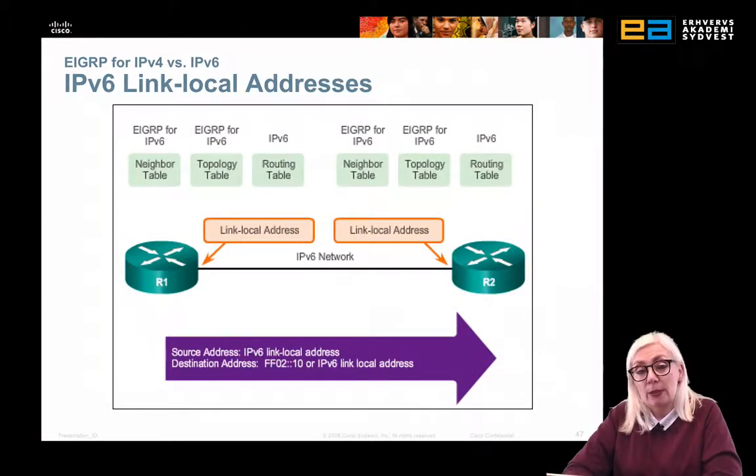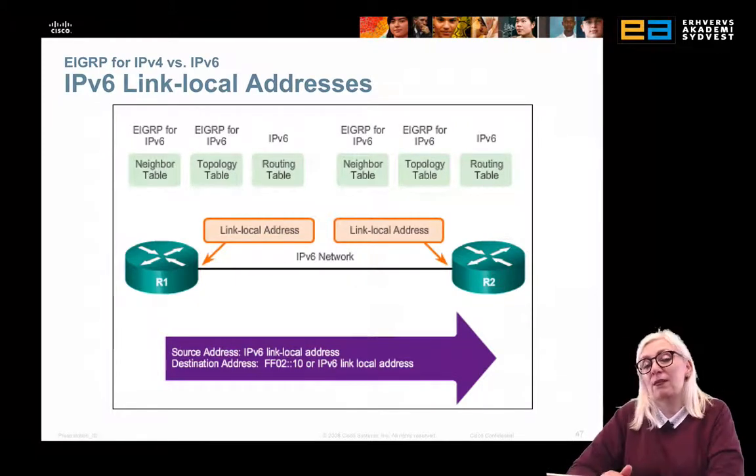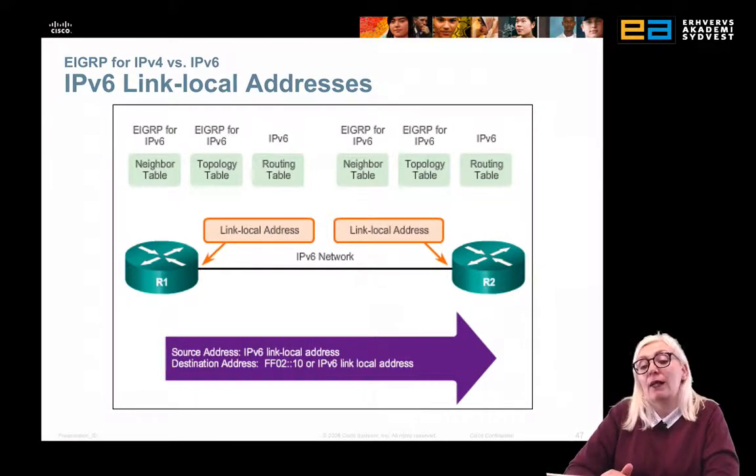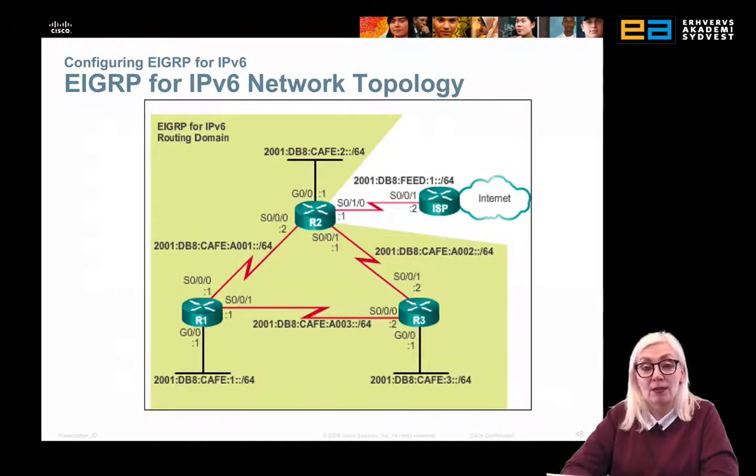When we have IPv6, we have, of course, the IPv6 address, but we also use something called a link local address, which is just an address that is significant on a local link, and that makes some of the EIGRP work easier, well, not easier to set up, but more efficient to work with. So it uses the link local address, for instance, to perform adjacency with its neighbors.